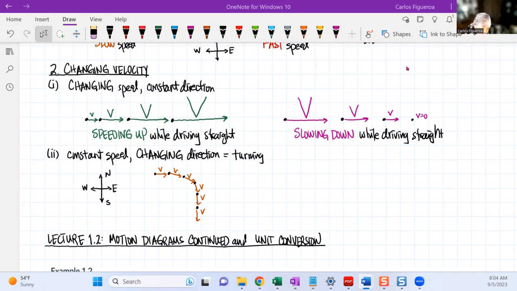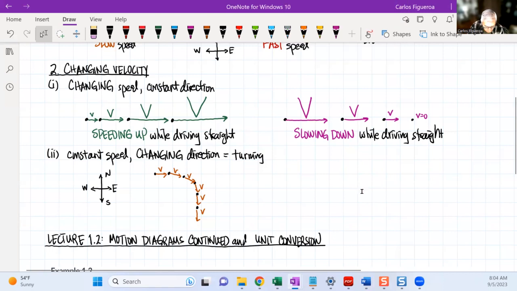On the other hand, if my dots are getting closer together, you could see that between dot 0 and 1 is 4 squares, then the third dot is 3 squares, and then the fourth dot is 2 squares. So the spacing is smaller, therefore my displacement is smaller, so the speed has to decrease. And then at the final dot, I'm assuming it has come to a stop. So I'm slowing down while driving straight, in this case driving to the east.